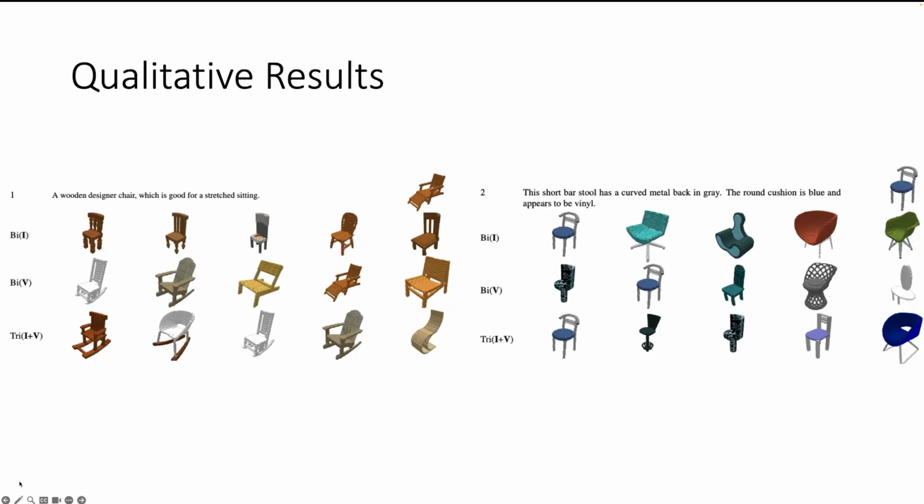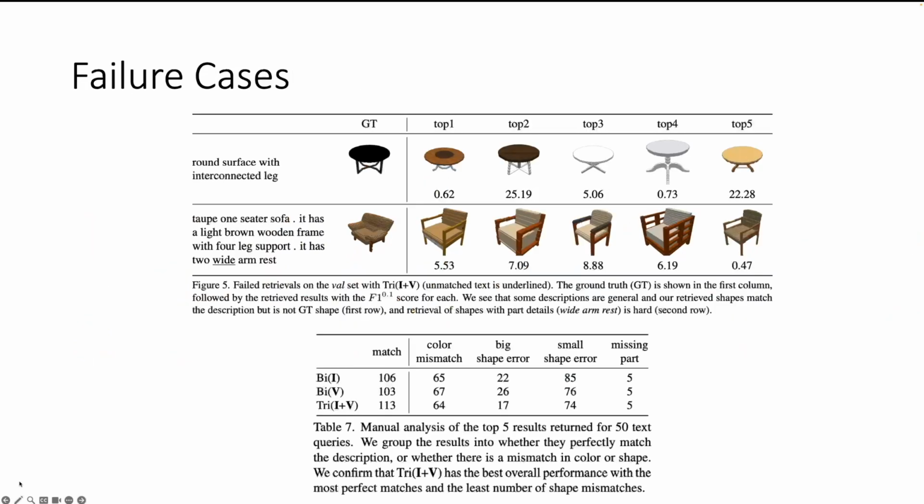It is worth noting that although the dataset only has one-to-one mappings, in reality, one text description may match multiple shapes, and we can see that our model is able to retrieve objects that conform to the attributes mentioned in the text descriptions. We notice that our model fails on more fine-grained details such as wide armrest in the second row of examples.